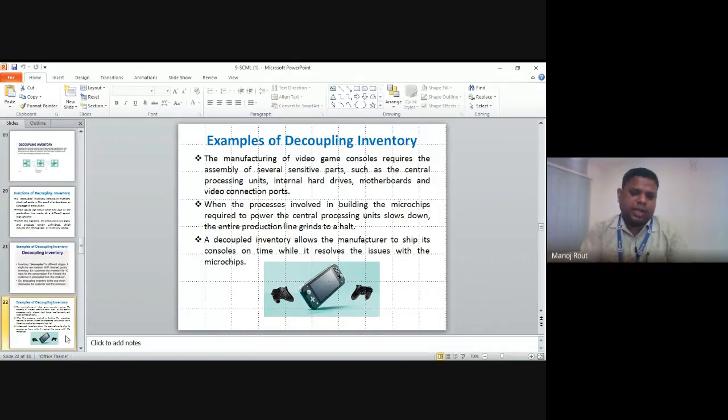So you just decouple the inventory, or allow the decoupled inventory, so that the manufacturer can ship the consoles on time while resolving the issue of microchips. Whenever any kind of difficulty occurs in shipment, you just involve some decoupling inventory to speed up production activities. That is the concept. So till then, if you have any doubt, you can ask me.